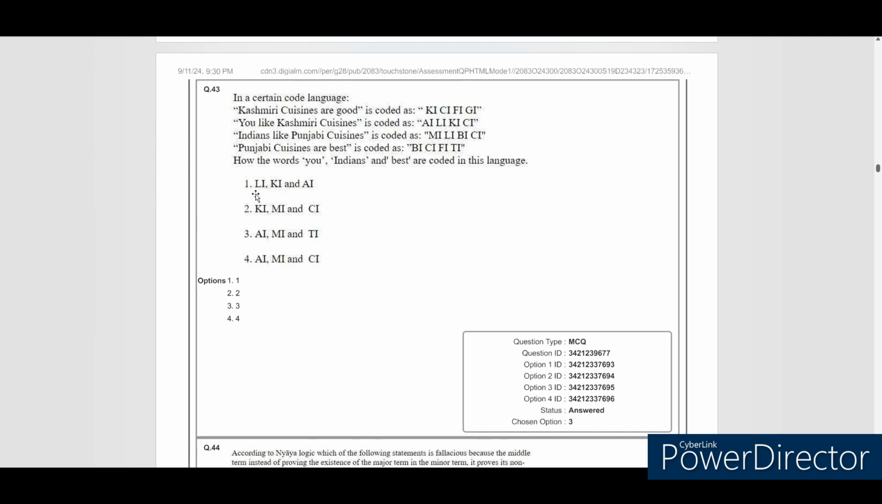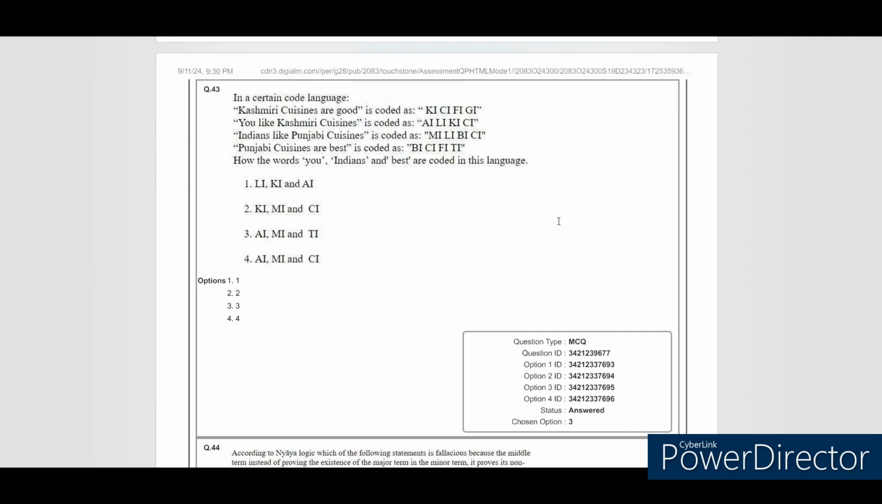Look at the first option, they have given KI, so it's not the correct answer. Second option, they have given KI and CI, that is also wrong. Third option, if you see AI, MI and TI, okay, this can be correct. What is the fourth option? AI, MI and again they have given CI. So the fourth option is also wrong. So the only option that is correct is option 3. So this is the easy way to answer these questions without solving the entire codes.